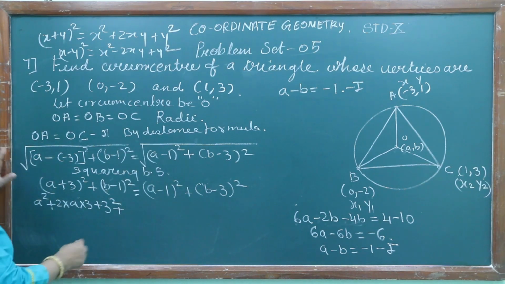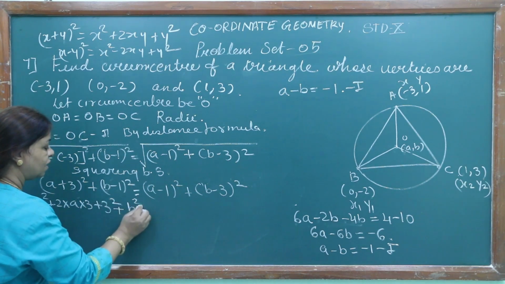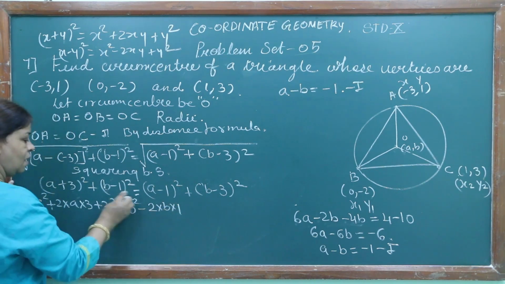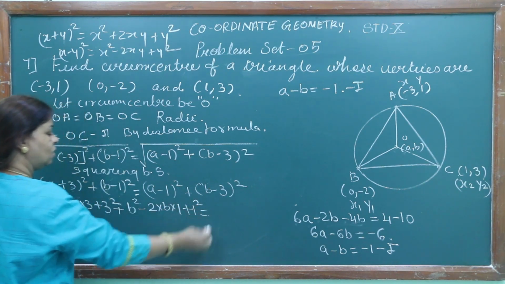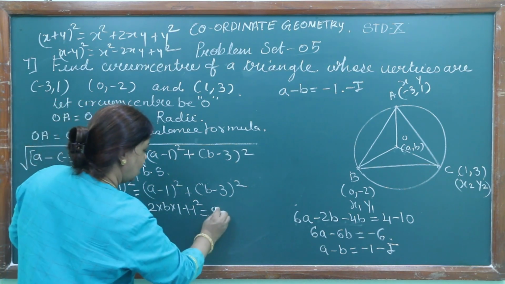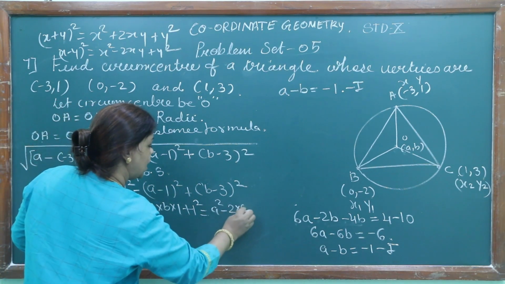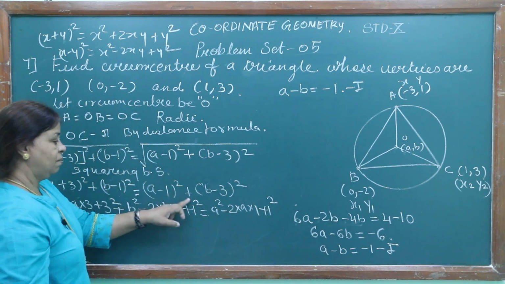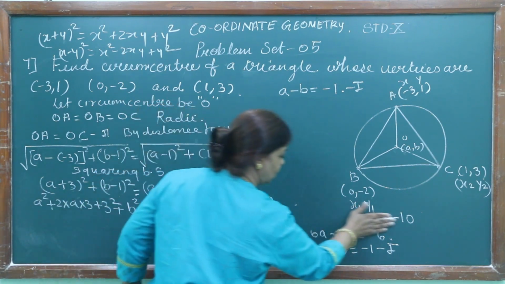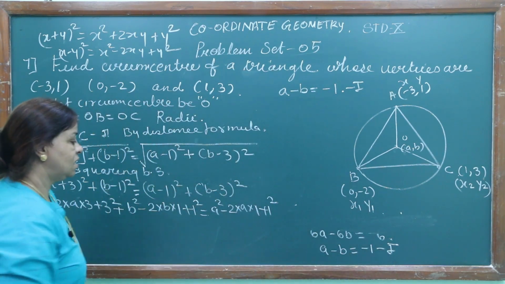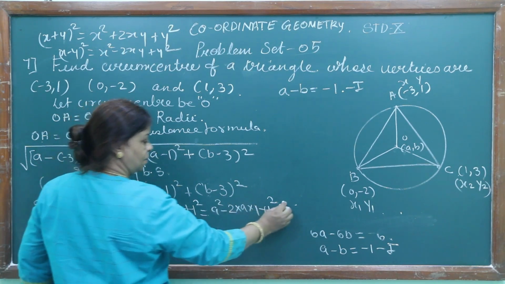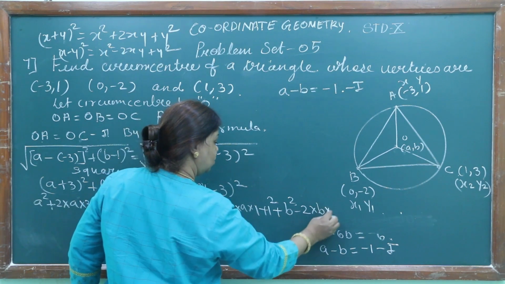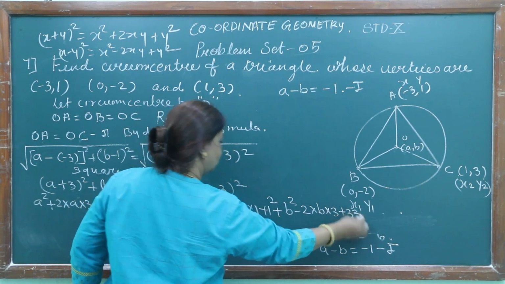So what are we getting here, children? b square minus 2 into b into 1 plus 1 the whole square is equal to, now, a minus 1 the whole square, a square minus 2 into a into 1 plus 1 square, plus b minus 3 the whole square, b square minus 2 into b into 3 plus 3 the whole square.